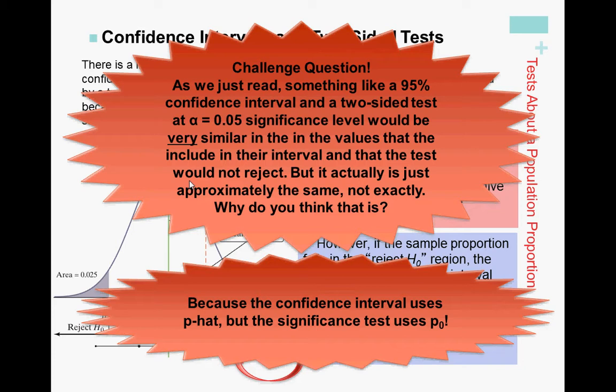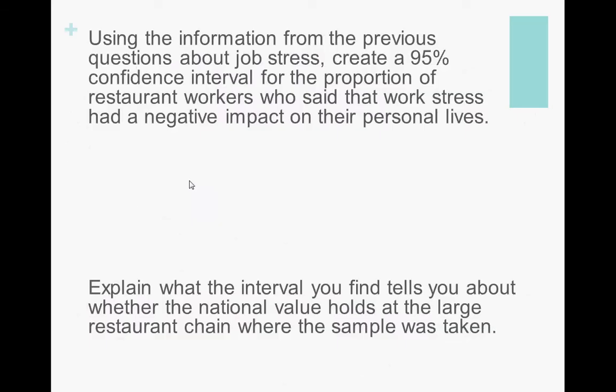Okay, using the information from the previous questions about job stress, create a 95% confidence interval for the proportion of restaurant workers who said that work stress had a negative impact on their lives. So please pause here and give that a try. You don't have to do 4 steps right now, just make the confidence interval. Alright, here it is. We plug in our p hat, our z, and our n, and we get an interval of 0.637 to 0.723.